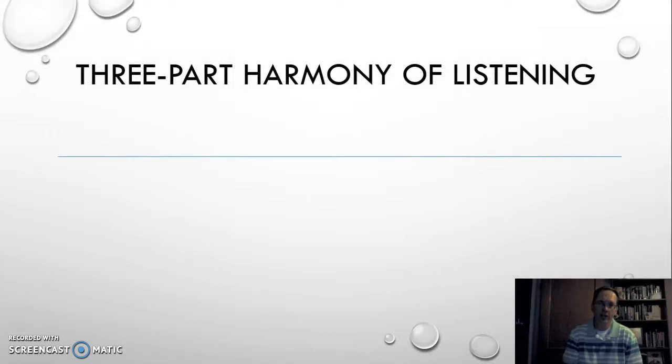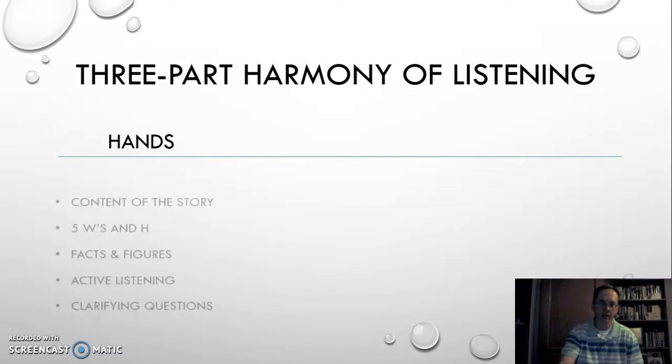So in my training, we always talked about the 3-part harmony of listening. And for you CCU students, this is an example of a PowerPoint slide where you can use columns to make your case. You can also use transitions. So 3-part harmony of listening includes listening with your hands. And I made it so that that just drops in like that.